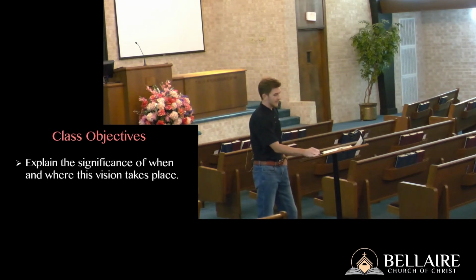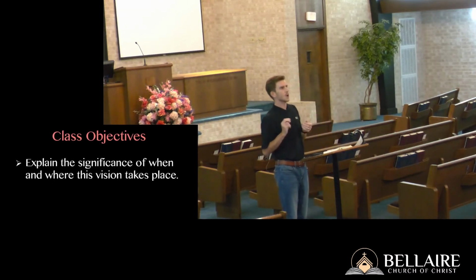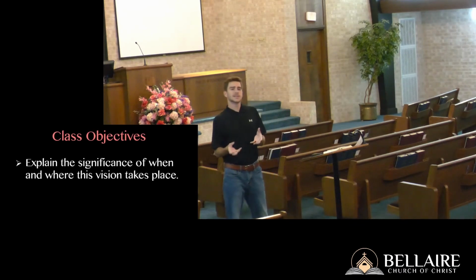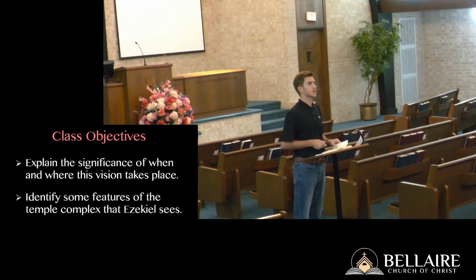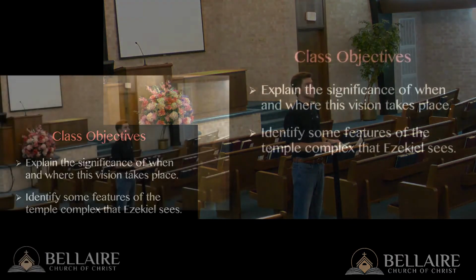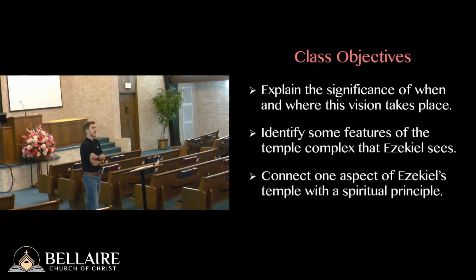So, at the beginning of this vision, we'll want to identify the when and the where. When did Ezekiel see this vision and what's significant about that? Where does it take place? Hopefully you can recall that by the end of class. We will look at some features of the temple. Hopefully you can identify some of those features. And then by the end, if we get there, talk about some of the spiritual principles at work in the description of Ezekiel's temple.